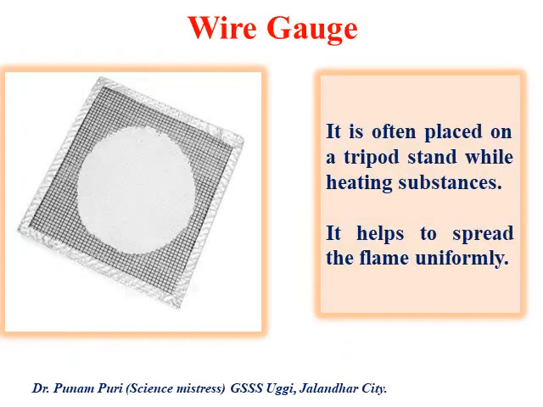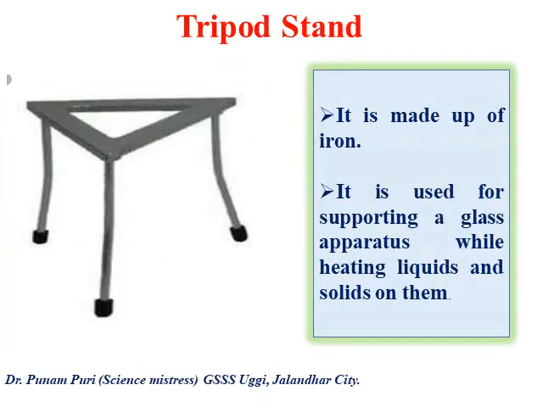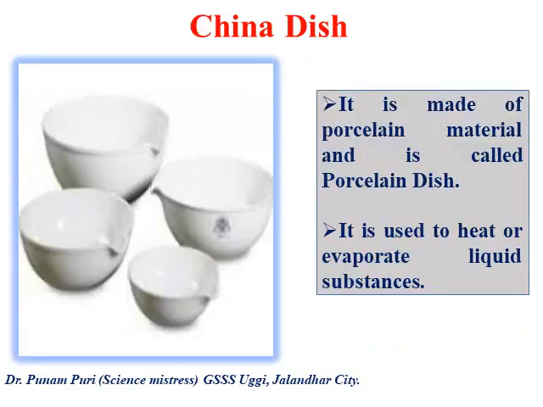Wire gauze. It is often placed on a tripod stand while heating substances. It helps to spread the flame uniformly. Tripod stand. It is made up of iron. It is used for supporting a glass apparatus while heating liquids and solids on them.